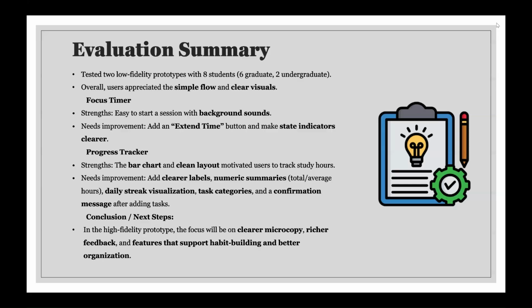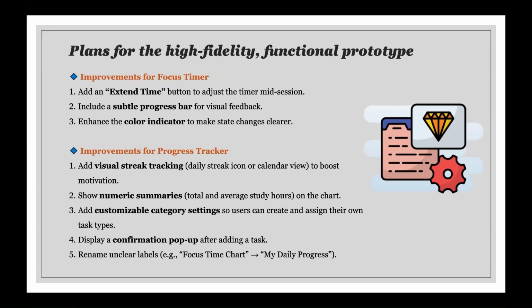Conclusion. In the high-fidelity prototype, we'll focus on a clearer microcopy, richer feedback, and features that support habit building and better organization. Plans for the high-fidelity functional prototype. Improvements for focus timer: add an extend time button, include settled progress bar, enhance the color indicators. Improvements for progress tracker: add visual streak tracking to boost motivation, show numeric summaries, add customizable category settings so users can create and assign their own task types, display a confirmation pop-up after adding a task, and rename unclear labels.